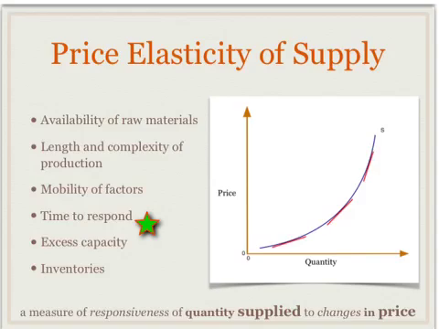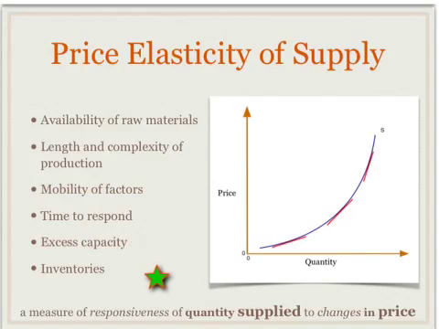Time to respond has a similar relationship as mobility of factors, that is, if we're able to respond quickly, then we would be highly elastic. If we have excess capacity, for instance, if we own a factory but we're using it 8 hours a day, and a change in price in the marketplace may make it reasonable for us to double our capacity to a 16-hour day production cycle, then we would be highly elastic. If we had no excess capacity, that is, if we were maxed out, changes in price in the marketplace would have no real effect on our ability to produce, so we would be very inelastic in our ability to respond to changes in price.